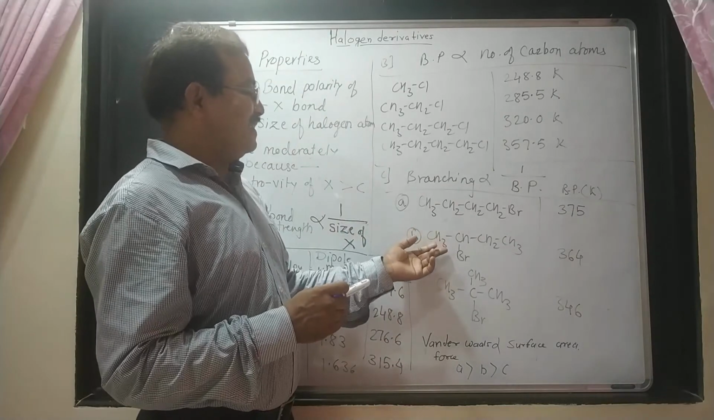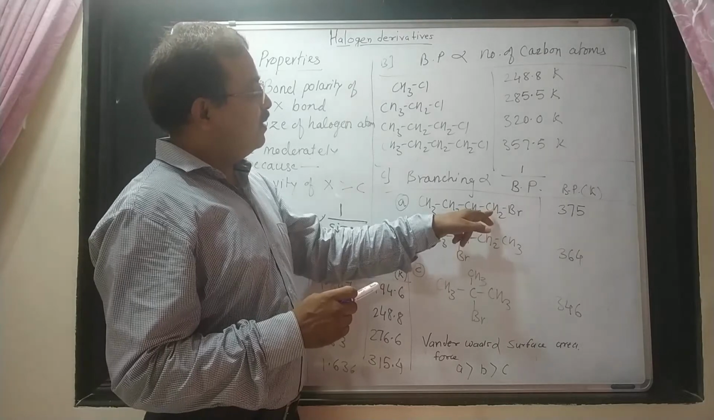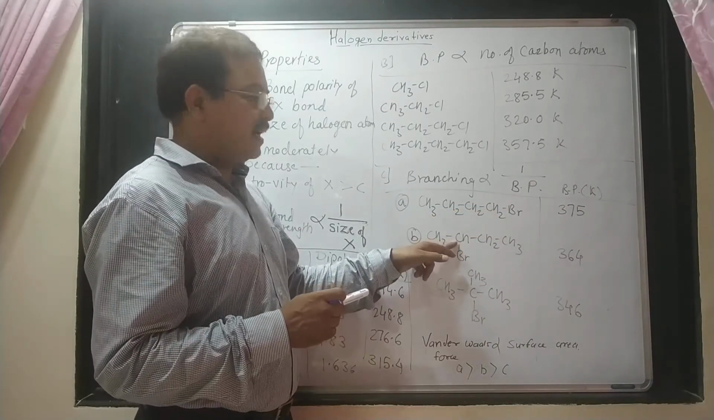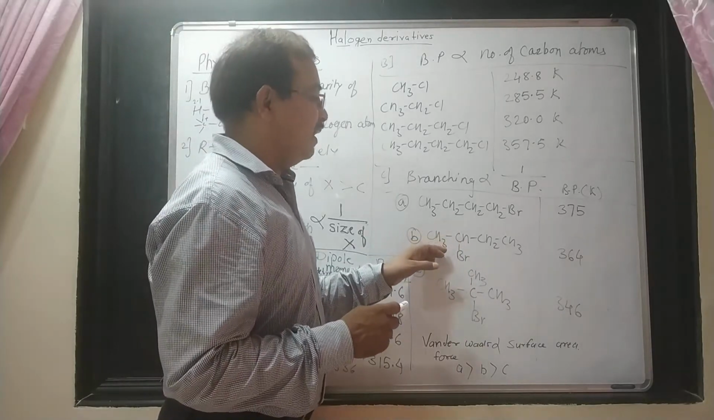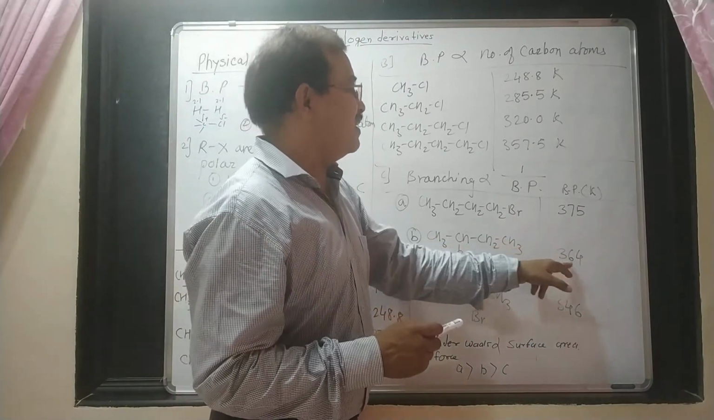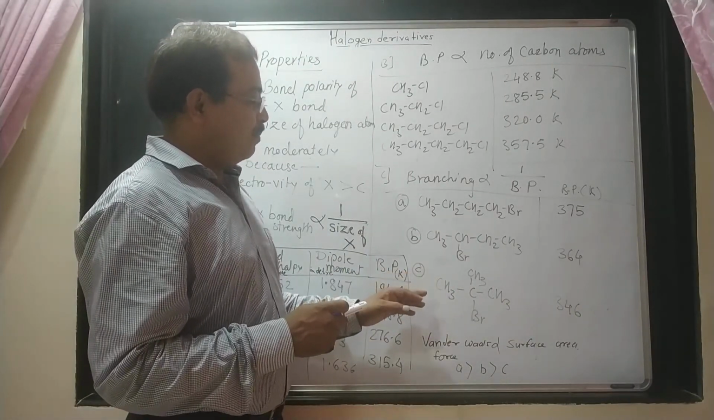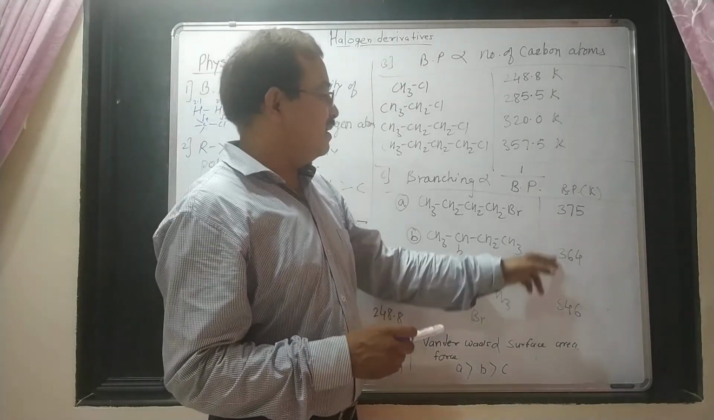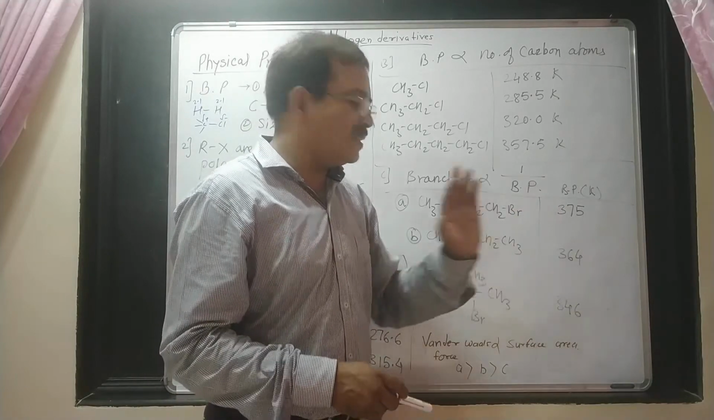As the branching increases, instead of the Br being present at a primary carbon atom, here the bromine is attached at a secondary carbon atom. As a result, the size is decreased, so the surface area will be less. As a result, the boiling point of secondary butyl bromide is 364 Kelvin. In case of tertiary butyl bromide, the size has decreased, the surface area is decreased. As a result, the boiling point has also decreased to 346 Kelvin.